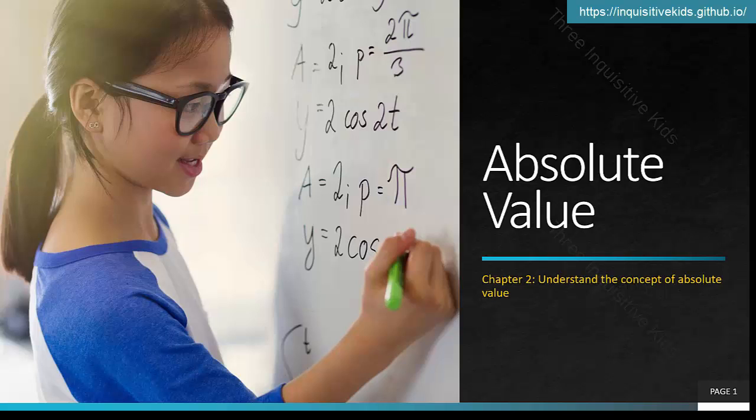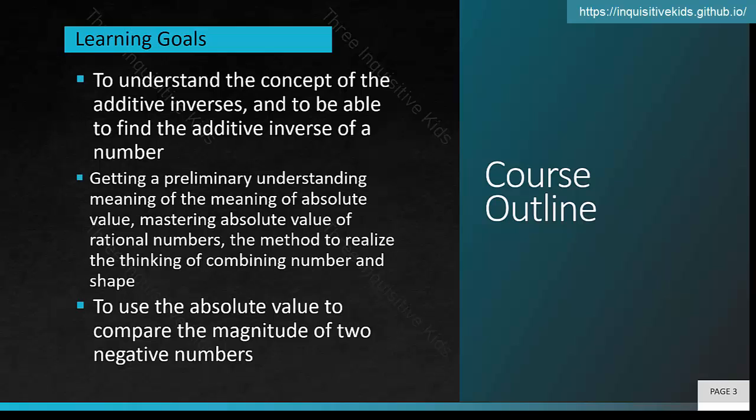Today we're learning about the absolute value. Our learning goals for today are to understand the concept of additive inverses and to be able to find the additive inverse of a number, getting a preliminary meaning of absolute value, mastering the absolute value of rational numbers and the method to realize the thinking of combining number and shape, and to use the absolute value to compare the magnitude of two negative numbers.